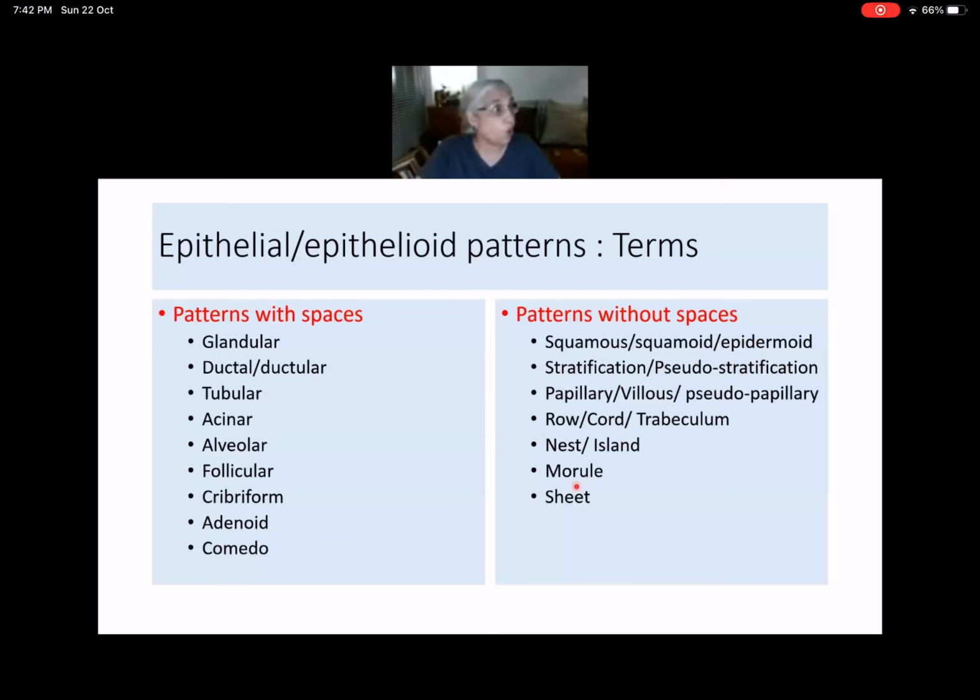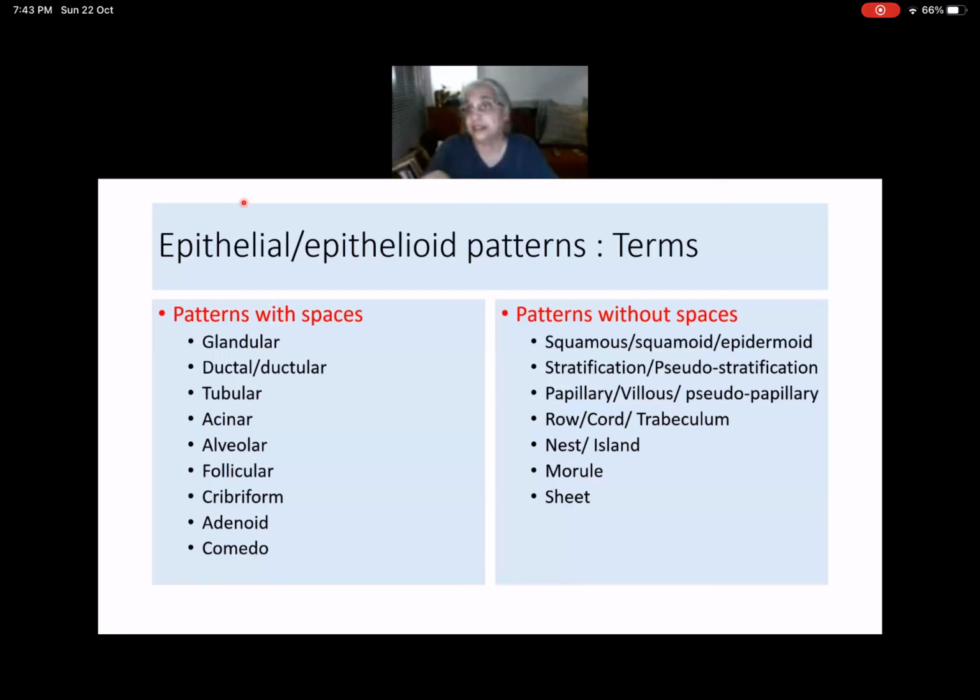Squamous pattern is without a space. You get stratifications and pseudo-stratifications, and then you get papillary, pseudo-papillary. You get cords and trabeculae and rows and nests and islands, morules, sheets. All of these can be epithelial or epithelioid, but they don't have spaces. On the other hand, look at the patterns with spaces. It can be glandular, it can be ductular, it can be tubular, there is acinar, there is alveolar, follicular, cribriform, adenoid, and comedo.